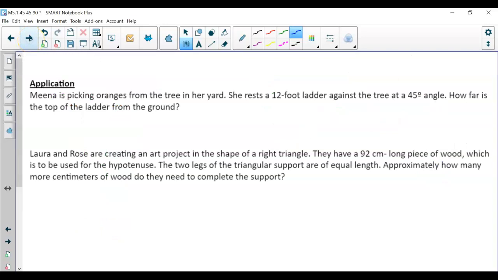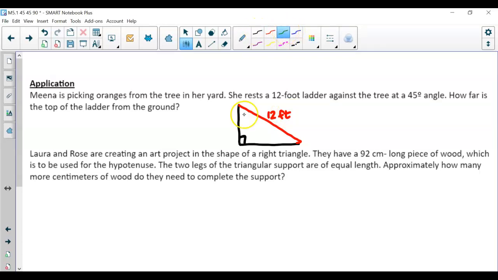So now these are the last two problems we're going to do together, these two applications. So Mina is picking oranges from a tree in her yard. So here's her tree here on the ground. So if you think about it too, tree in the ground, creating a 90-degree angle. She rests a 12-foot ladder against the tree. So here's our ladder, diagonal, and that is 12 feet against the tree at a 45-degree angle.